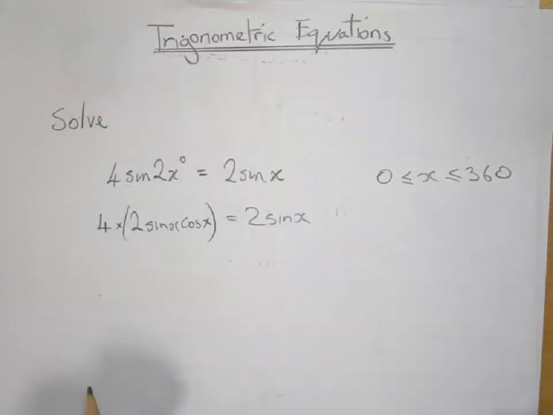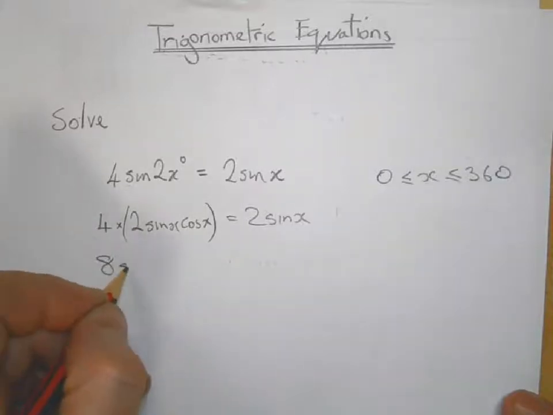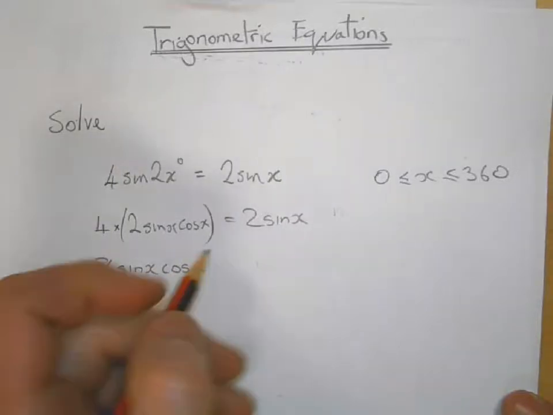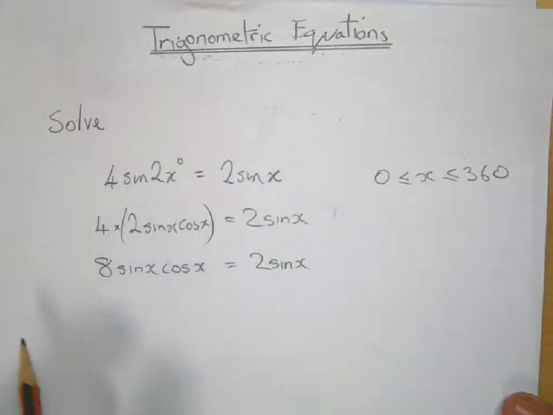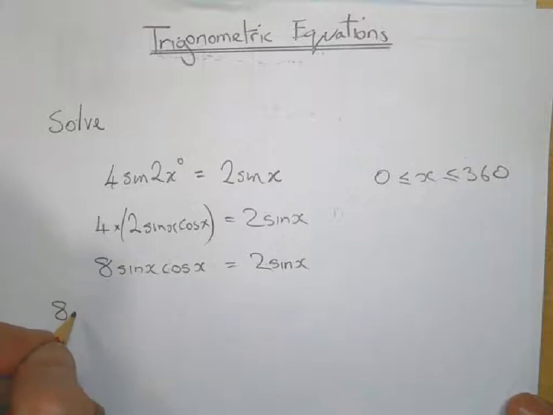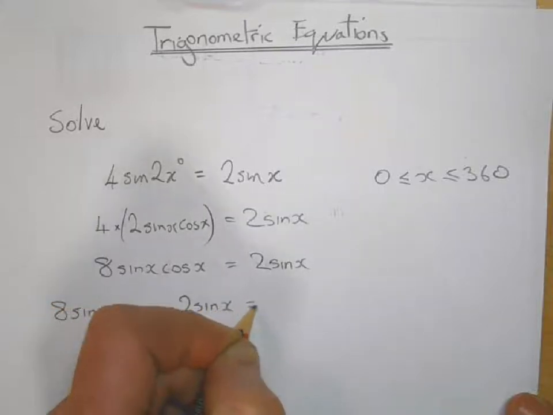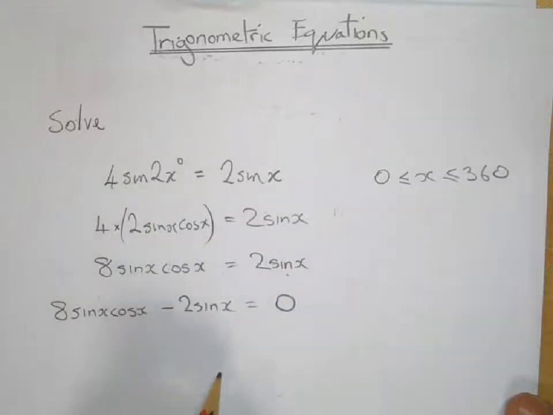Now, let's multiply the brackets. So we just do 4 times 2, which gives you 8 sine x cos x. And now that equals 2 sine x. And when you solve any trig equations like this, it's best to make it equal to 0. So we bring this 2 sine x onto the other side. So we take away 2 sine x, swap that onto the other side, becomes a minus 2 sine x. Okay, now we're ready to solve this.